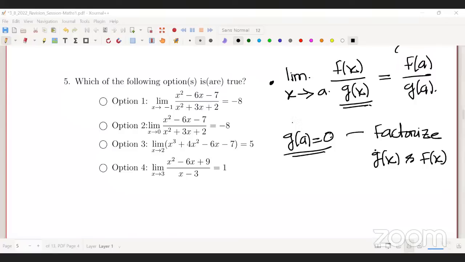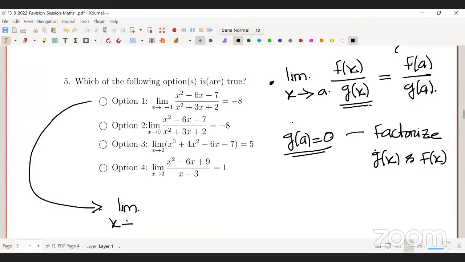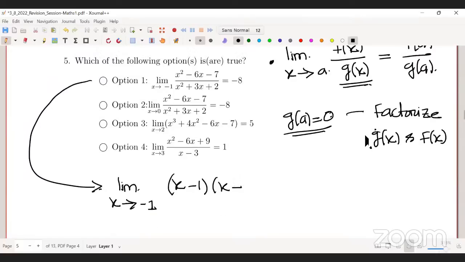How? Can you tell me? Sir, the numerator factorizes as x plus 1 into x minus 7, and the denominator is x plus 1 into x plus 2. So x plus 1 will be eliminated. If we put x equal to minus 1, both denominator and numerator are 0. So minus 1 minus 7 is minus 8.